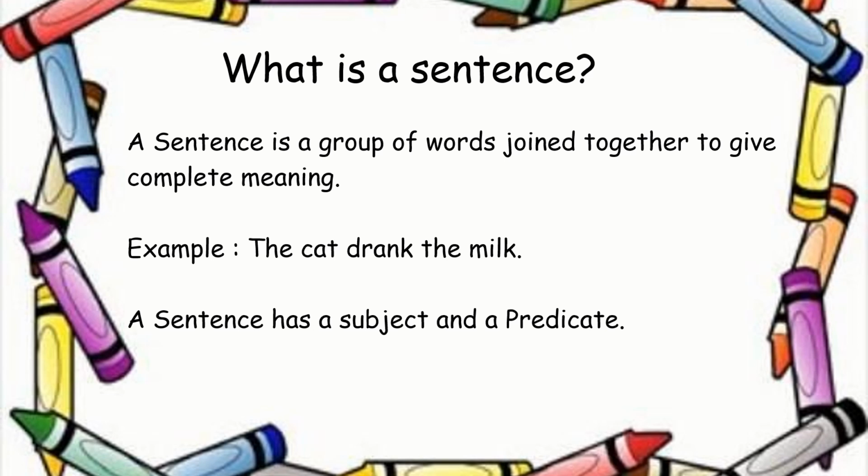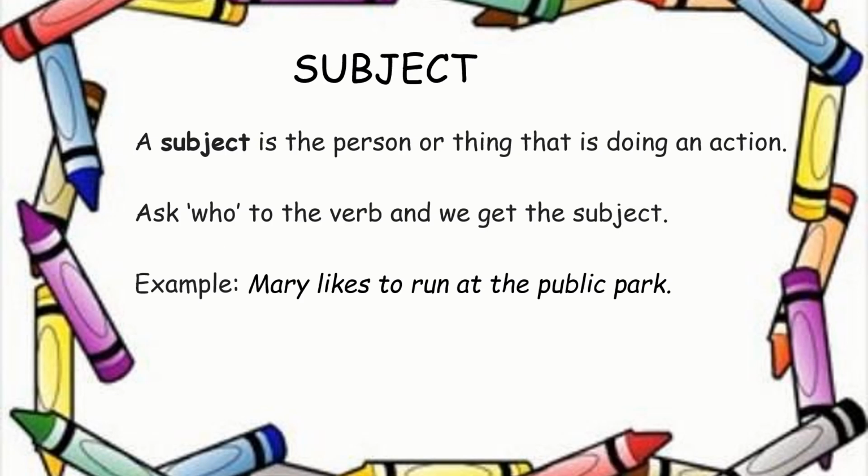Now this is our topic. So let us see what is a subject and what is a predicate. Now let us see what is the subject. A subject is the person or thing that is doing an action. Ask who to the verb and we get the subject. So the person or the thing that is doing the action in the given sentence is called a subject. If you ask the question who to the verb in the sentence, you will get the subject.